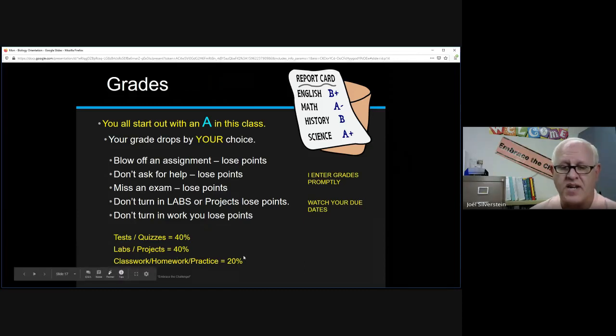All of the work in this class is broken up into 3 categories. Tests and quizzes account for 40% of your semester grade, labs and projects another 40%, and class homework and practices 20%. At the end of the semester, you're going to have a semester final, and that entire semester final is worth 20% of your entire grade. And we'll talk more about grades on a regular basis.